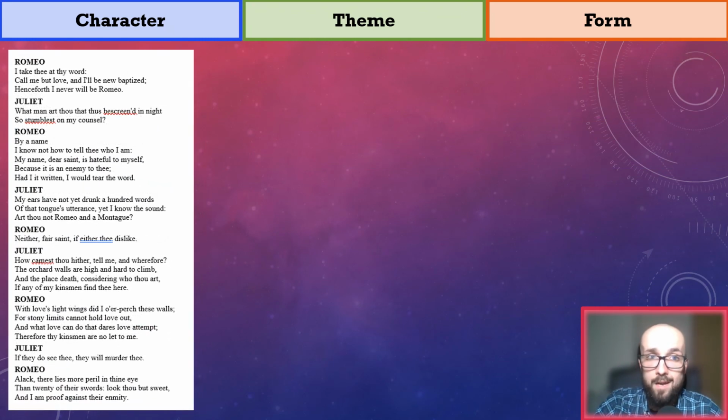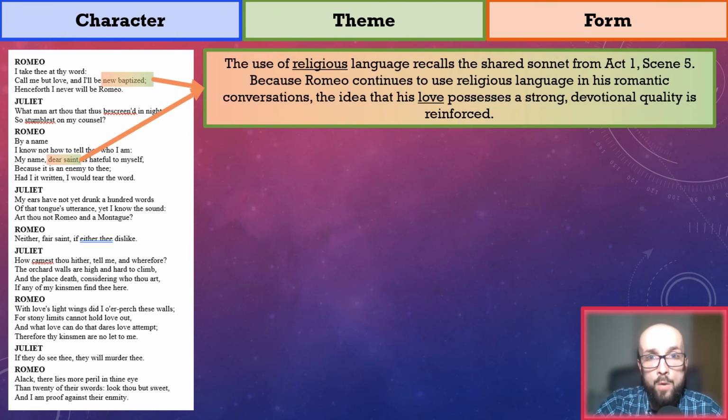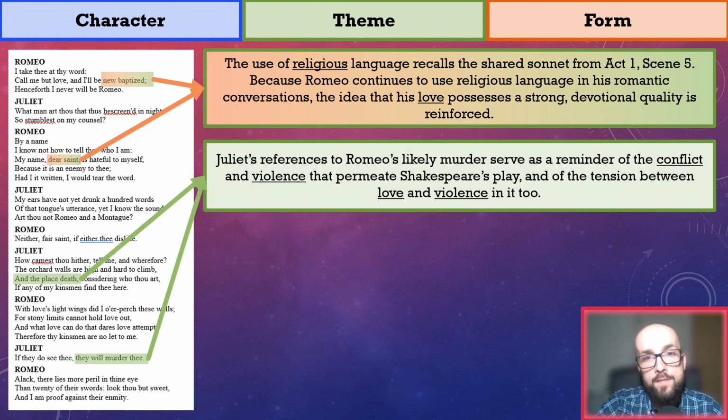Romeo speaks up, finally, and then the two lovers begin their conversation. We see that Romeo uses religious language in his dialogue, which recalls the shared sonnet from Act 1, Scene 5. Because he continues to use religious language in his romantic expressions, the idea that his love possesses a strong devotional quality is reinforced. As if to contrast with his romantic devotion, Juliet's references to Romeo's likely murder if the Capulets find him serve as a reminder of the conflict and violence that permeate Shakespeare's play.